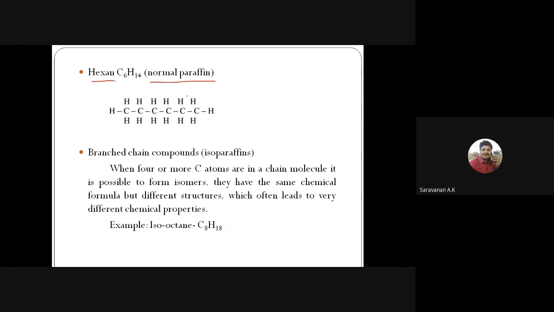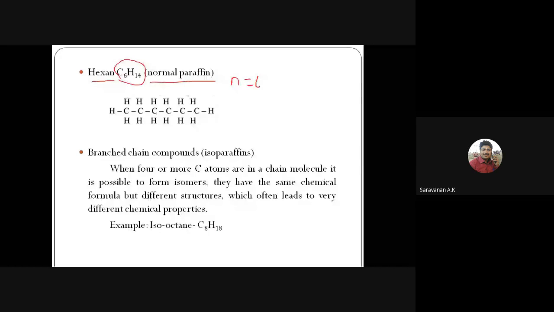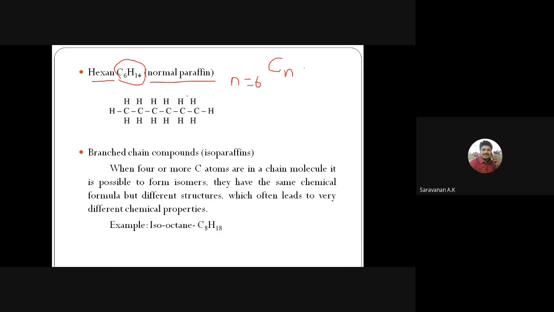One example of the normal paraffin, that is the straight chain, is hexane. It is represented by C6H14, so here the n value will be 6. These paraffins are represented by the form CnH2n+2. For hexane, the n value is 6. Then what about the H value? 2 into n, 12, plus 2, 14. So C6H14 is the hexane value.